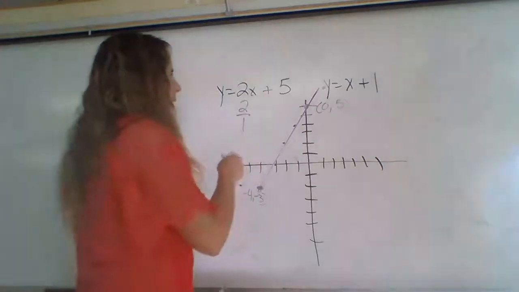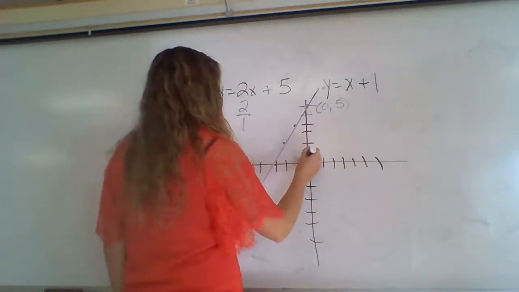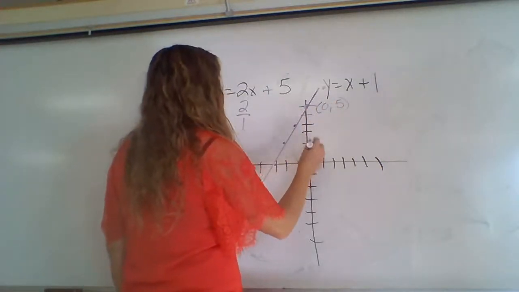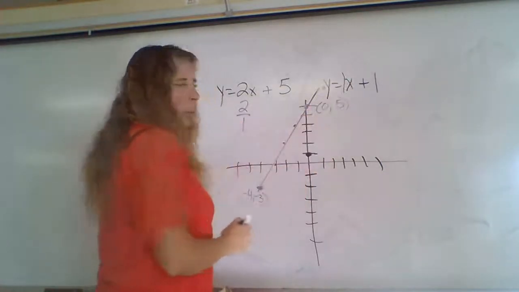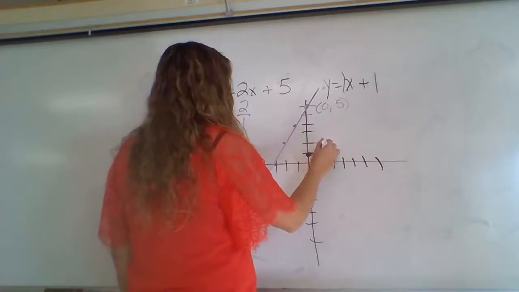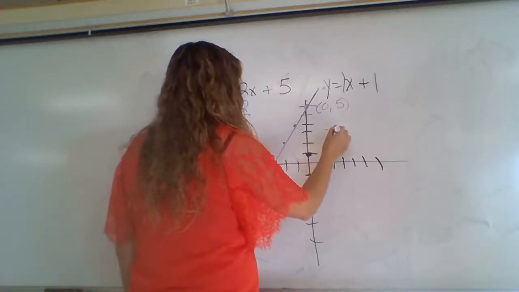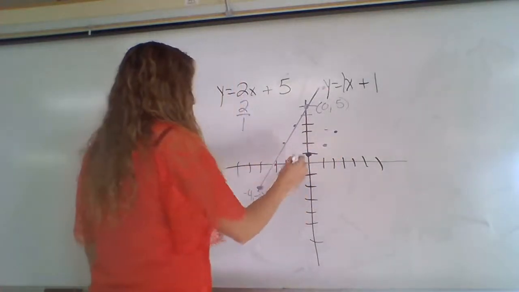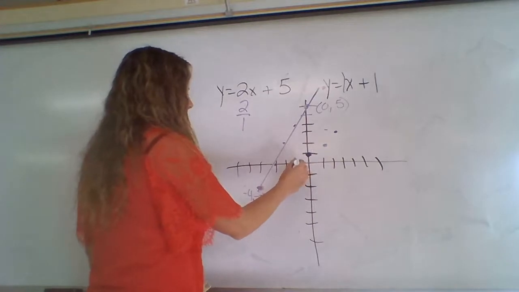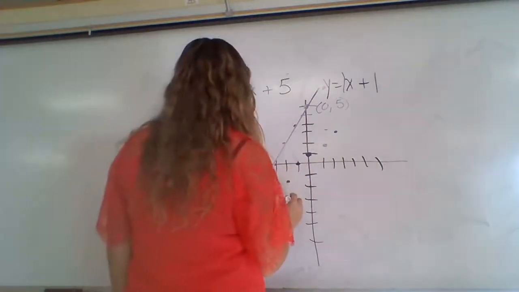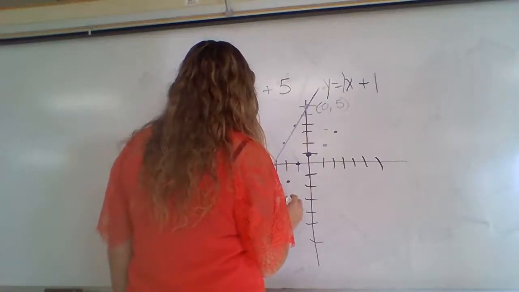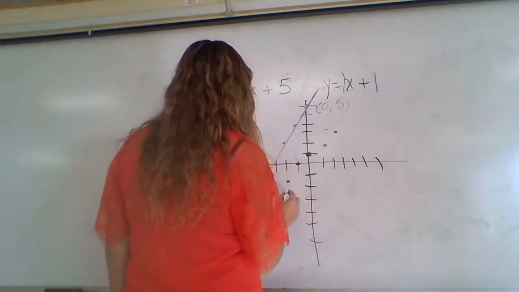My y-intercept is 1, and then my slope is x, which means there's an invisible 1 here. So your slope is 1. So I go up 1 over 1, and then I would also go down 1 over 1, down 1 over 1.